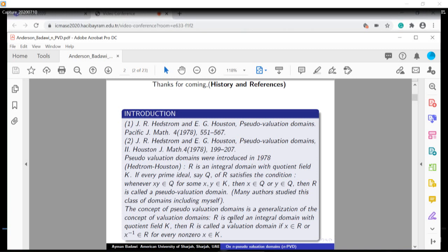Let me remind you, there are many definitions. This is the one I use. R is an integral domain with quotient field K. Then R is called a valuation domain if x in R or the inverse of x in R for every nonzero x in K, where K, remember, is the quotient field of R. Okay, so a pseudo valuation domain is a generalization of a valuation domain.